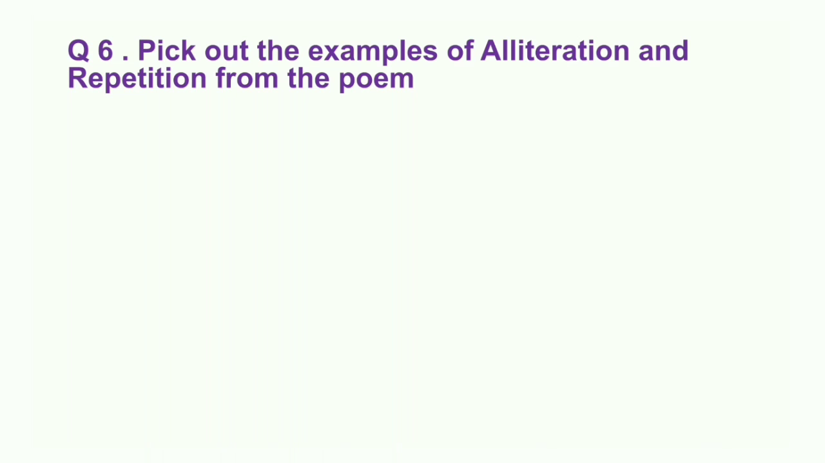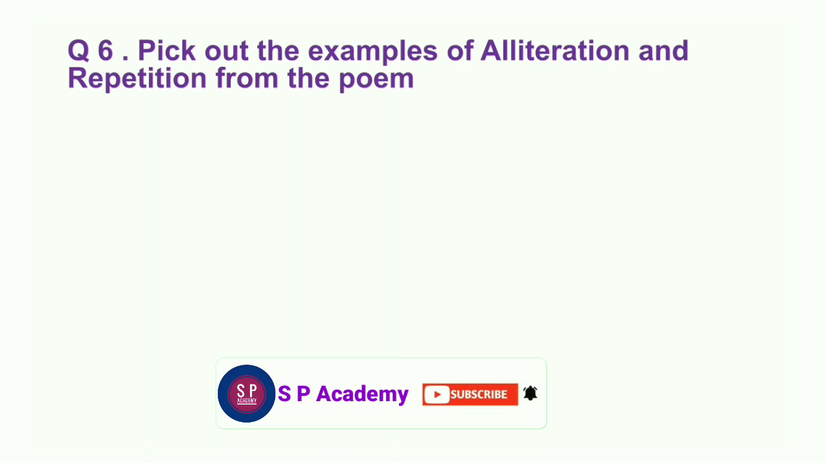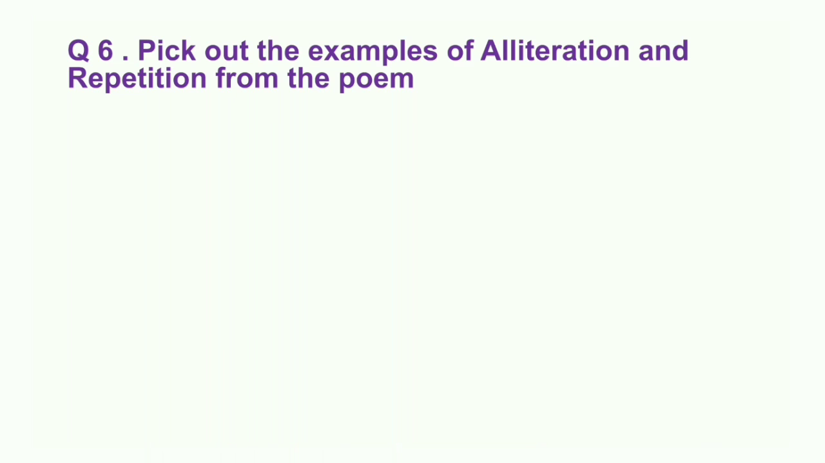Next question. Question number 6. Pick out the examples of alliteration and repetition from the poem. या कवितेमधून alliteration म्हणजे अनुप्रास अलंकार व रिपिटेशन म्हणजे पुनरावृत्ती अलंकाराची उदाहरणे शोधून लिहा.